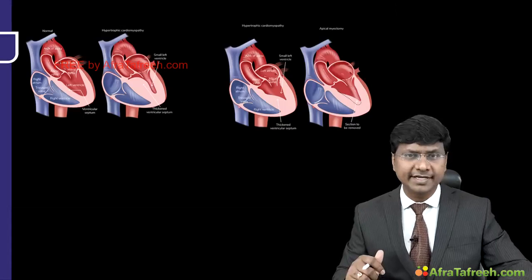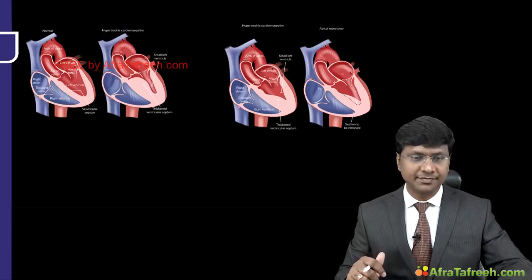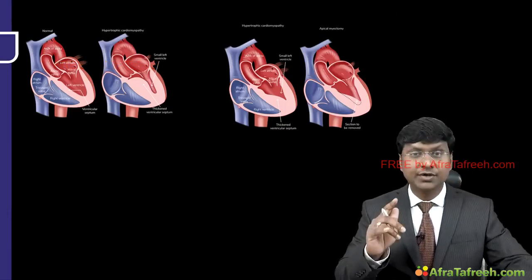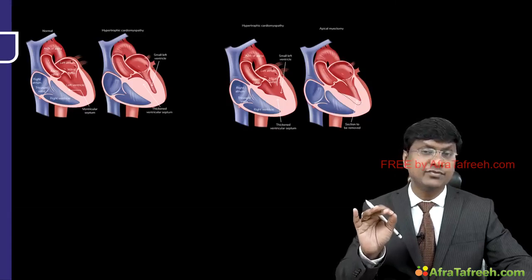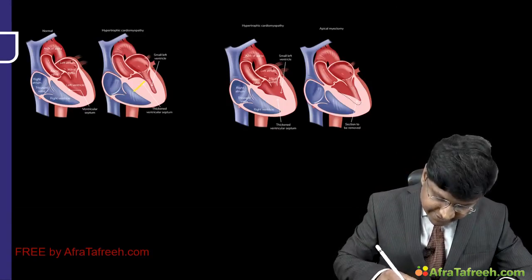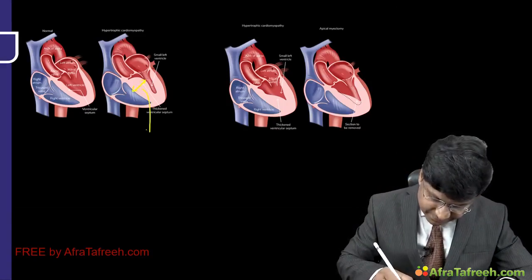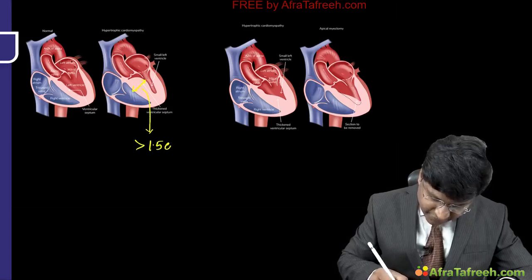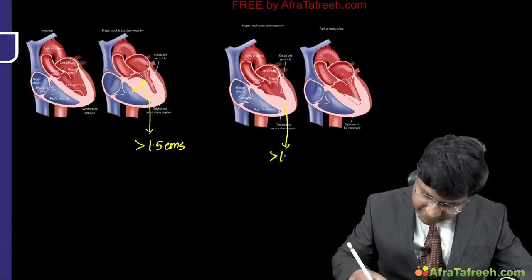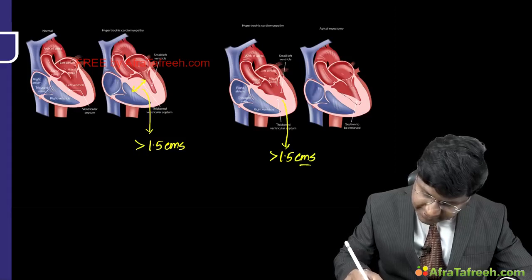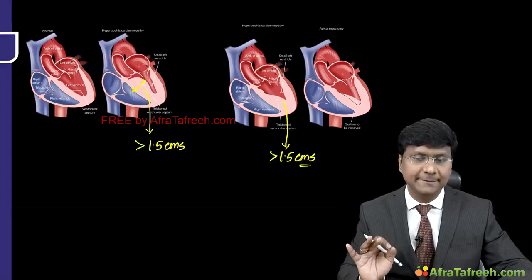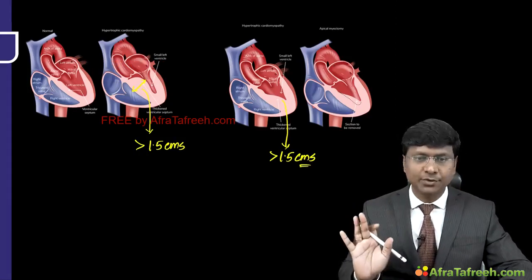Now, what is the criteria to call it hypertrophic cardiomyopathy? Whenever you do a 2D echo, it should show an increase in the LV wall thickness of more than 1.5 centimeters. So that's a very, very important criteria. Either the hypertrophy is in the septum, or it can be at the apex. Wherever the hypertrophy might be, the increase in LV wall thickness should be more than 1.5 centimeters on echocardiogram. That is the criteria for hypertrophic cardiomyopathy.